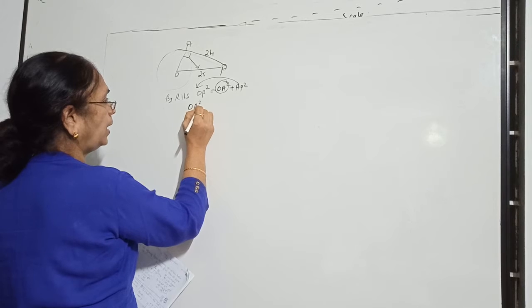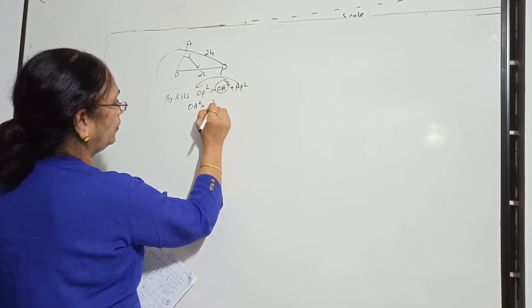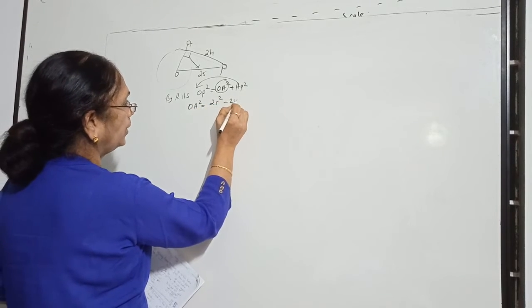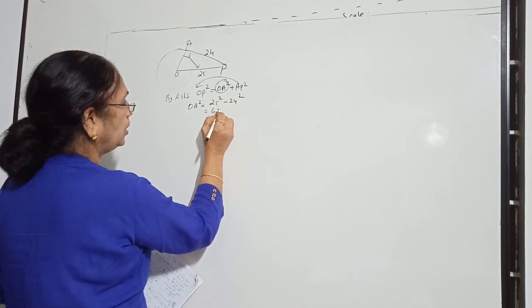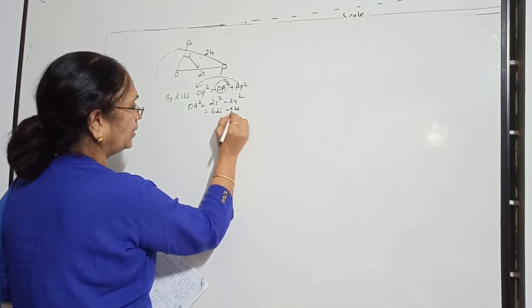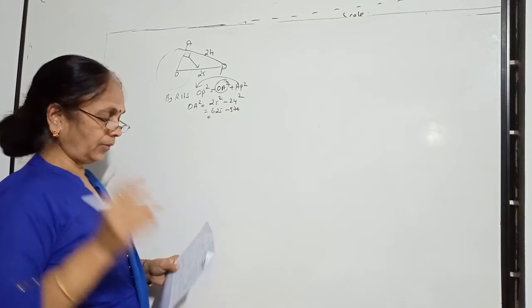So OA square is equal to, OP is how much? 25 square minus 24 square. That comes to 625 minus 576. So you go to the working column and you get the answer.